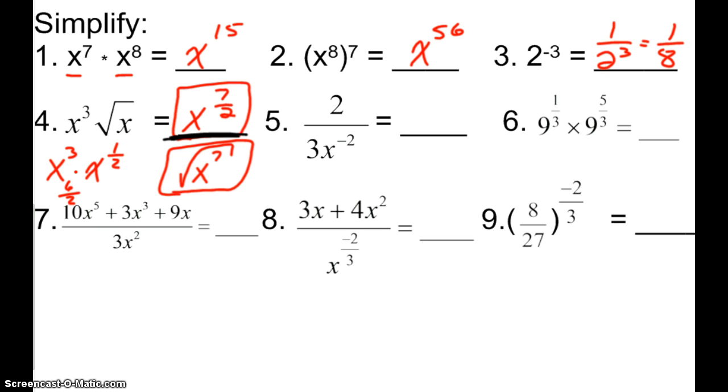In number 5, we have x to the negative 2 power, which we would then obviously want to move up. Since it's in the denominator and it's negative, we can pull it up, so this is the same as 2x squared over 3.